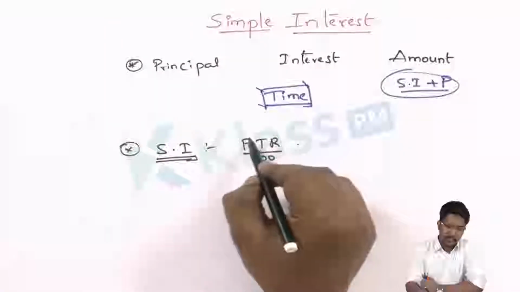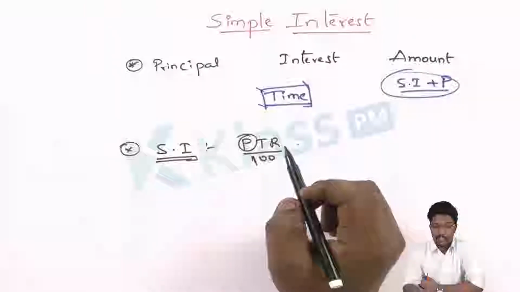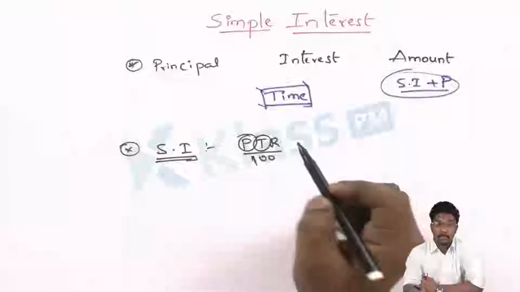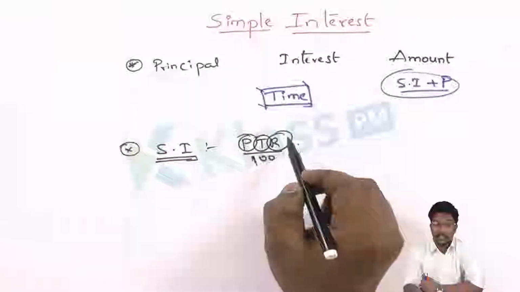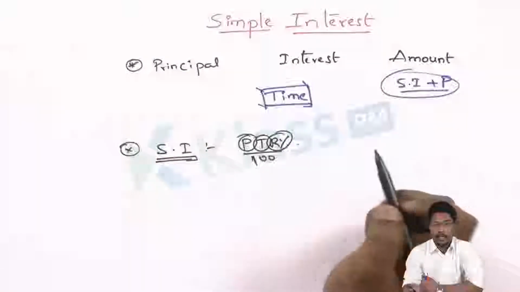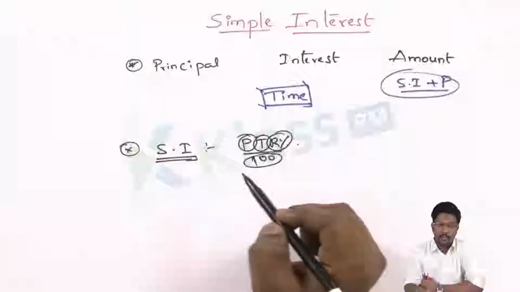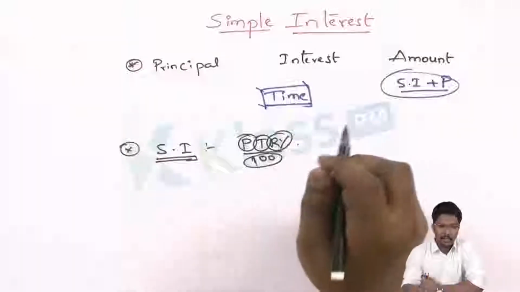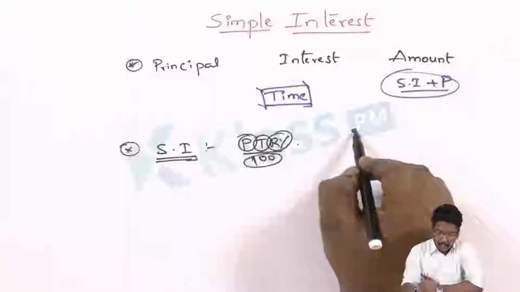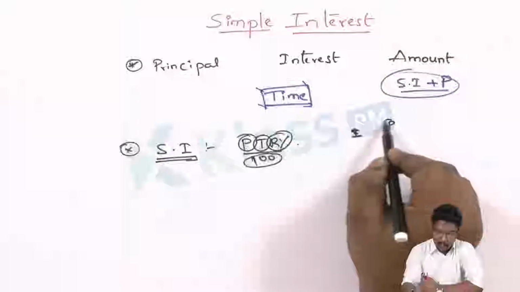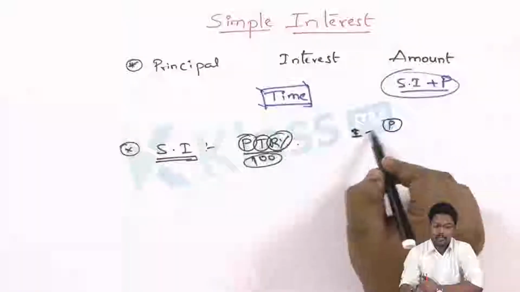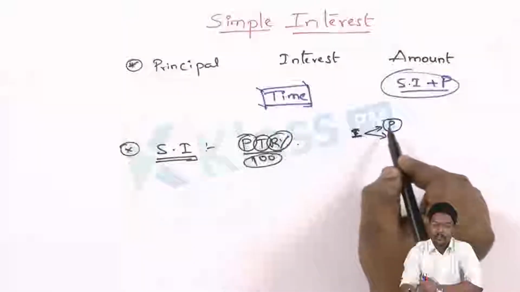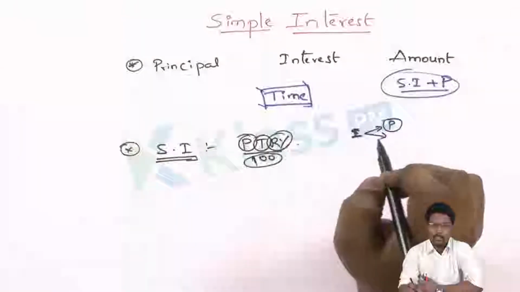So in simple interest, P denotes the principal amount, the initial amount. T denotes the time. R denotes the rate of interest in terms of percentage only. We are comparing with the total 100. In simple interest, the interest is always calculated on the principal amount only. Basic point: always the interest is calculated on the principal amount.